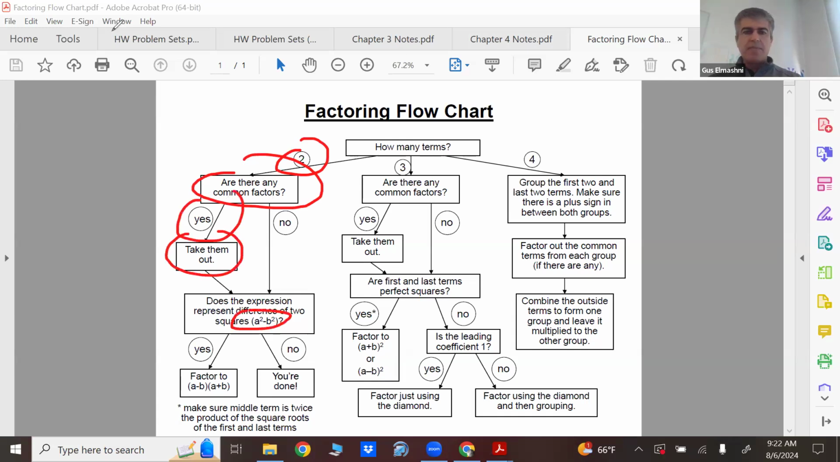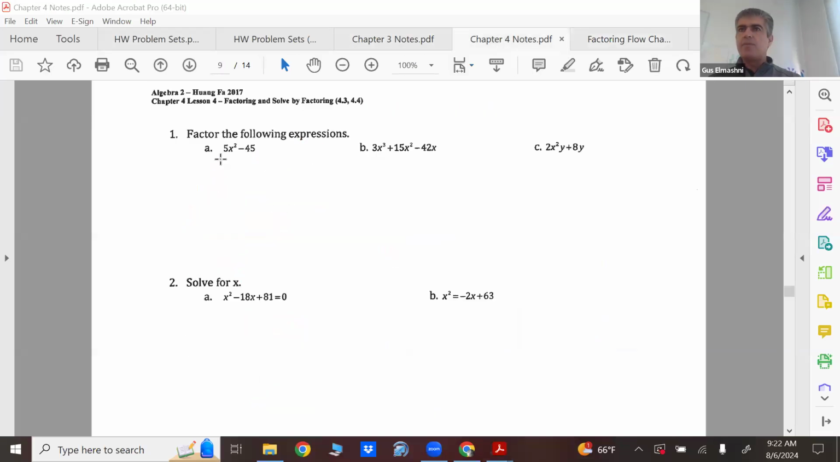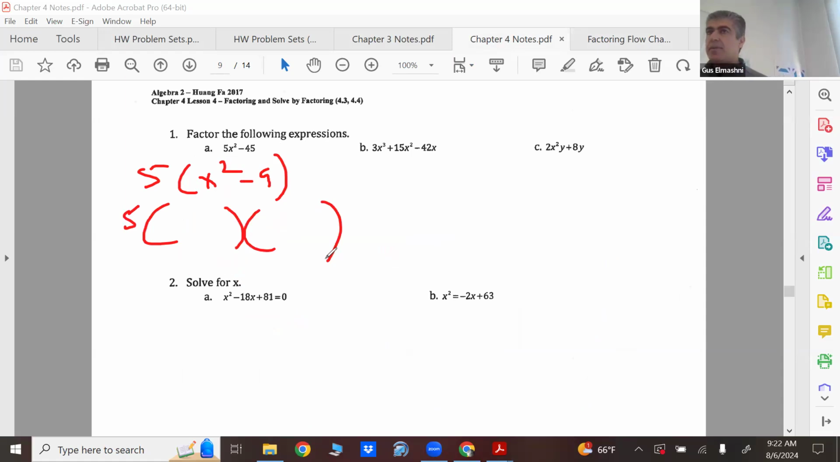So let's take a look at that first example. Are there any common factors between 5 and 45? What's common? 5. Pull it out. Now, difference of two squares. What that means is, is there a subtraction in the middle? Yes. And are x squared and 9 perfect squares? Yes. What's the square root of x squared? How do you break apart x squared? It's just x and x, right? How about 9? 3 and 3. And you make one negative, one positive.